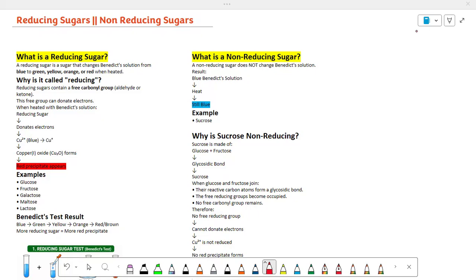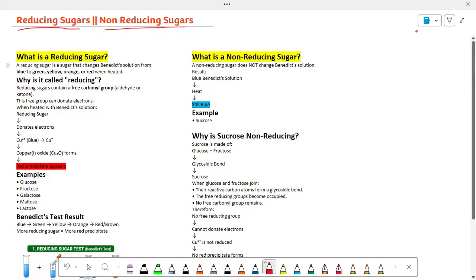So far, we have covered carbohydrates, and today I am going to break down a very important concept of biochemistry, that is reducing sugars and non-reducing sugars. Okay, let's start by its definition. What is a reducing sugar?